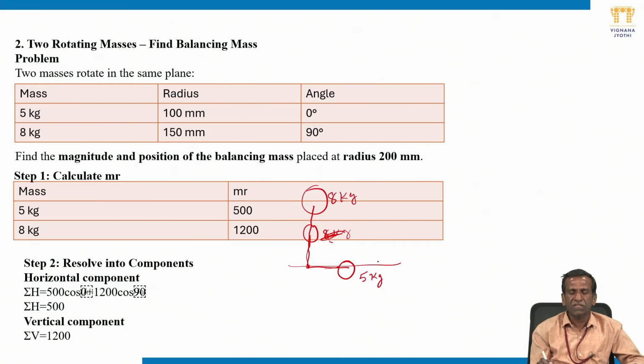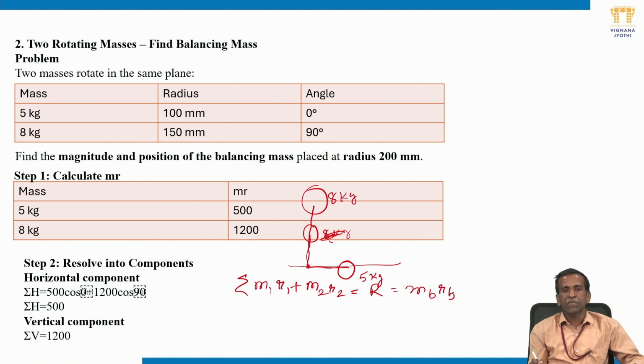How much is the third mass required? If you calculate using this m1 r1 plus m2 r2, you won't get 0. So that is the resultant you will get. That resultant R must be equal to the third mass we are going to use at a radius of rb distance. Let us see that radius also in this case.